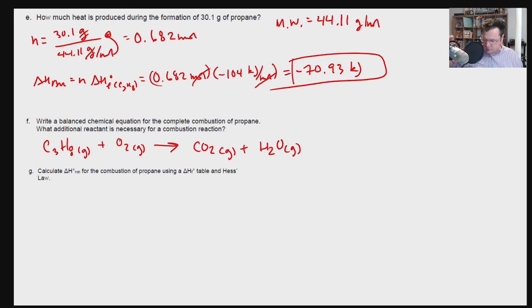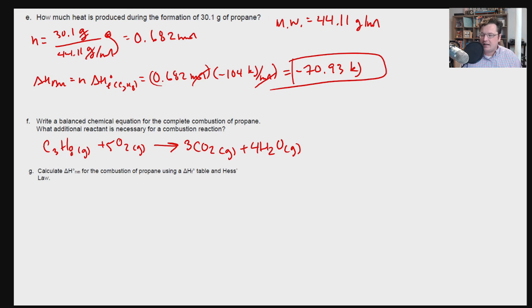Now if we balance this out, we're going to have 3 moles of carbon, and we're going to have 4 moles of H2. That means overall we have 6 plus 4, so there are 10 moles of oxygen. That means we have to have a 5 in front of the oxygen. So that's all balanced out.